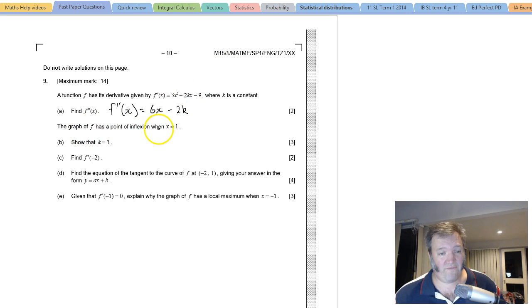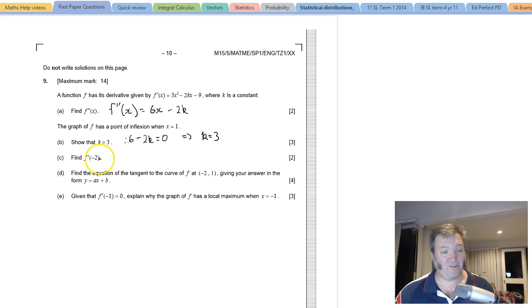The graph of f has a point of inflection when x equals 1. What does a point of inflection mean? Second derivative is equal to 0, and you can see that they've led you into it. There's a sign change, but we can just go with the second derivative equaling 0 for now when x equals 1. So f double dash of 1 is going to give me 6 minus 2k. I just sub 1 in for x, and we know that has to equal 0. Well, that's very easy to see that k equals 3. Add 2k, divide by 2, you're there.